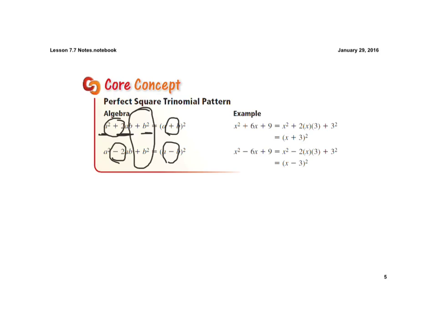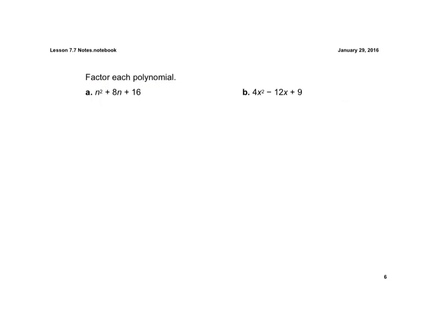So if we look at the examples they give us here, we have x squared plus 6x plus 9. Well, x is squared, 3 is squared, and the middle term is 2 times x times 3. So now it's a perfect square trinomial, and I can write it as x plus 3 all to the second power. And again, the only thing that's different in the next one is that this is a minus, which means then that must be a minus there.